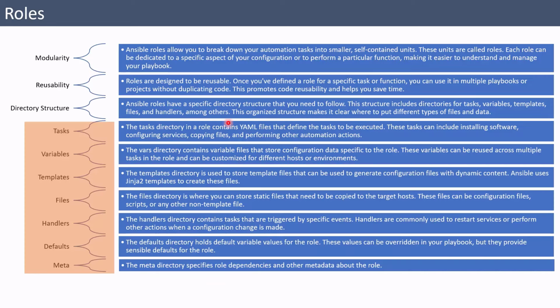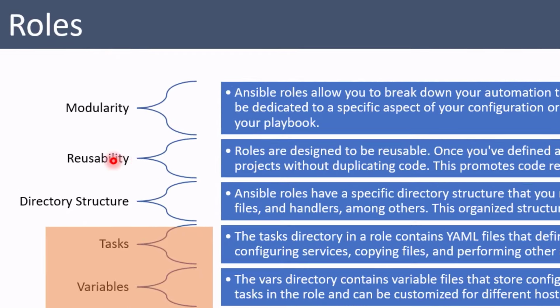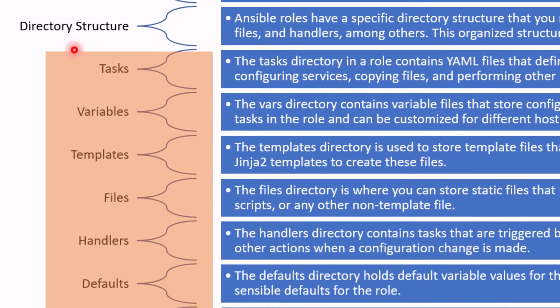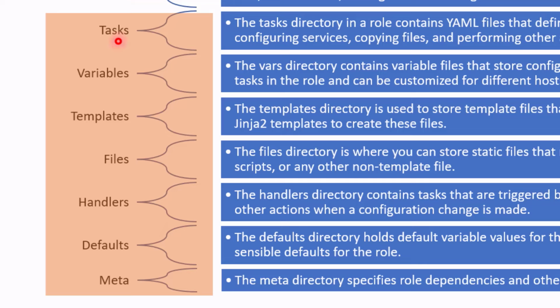Now before we move on, here you can see just some quick notes about roles features. For example, it allows modularity and reusability, and here is the directory structure which we need to follow for each of the roles. Each role is going to have its own tasks directory, a variables directory, templates directory, files, handlers, defaults, and meta directories. All of these directories are for different purposes.